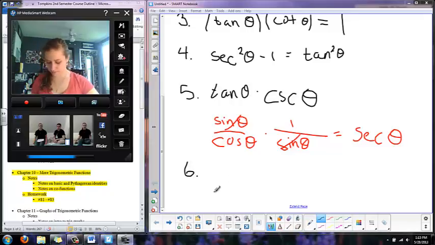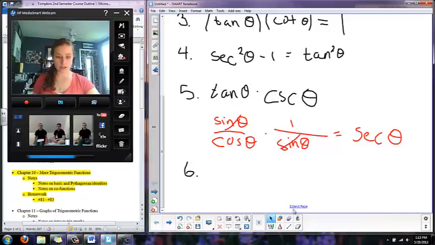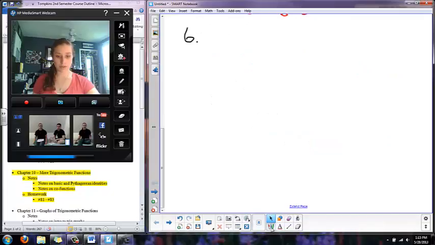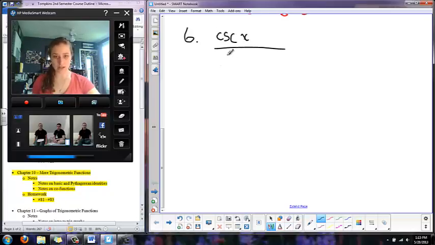Number 6. Alright, this one is a little bit tricky. I'm glad that we're going over it because fractions always make things more difficult. I have cosecant x divided by secant x. So I'm going to do the same thing. I'm going to express everything in terms of sine and cosine.